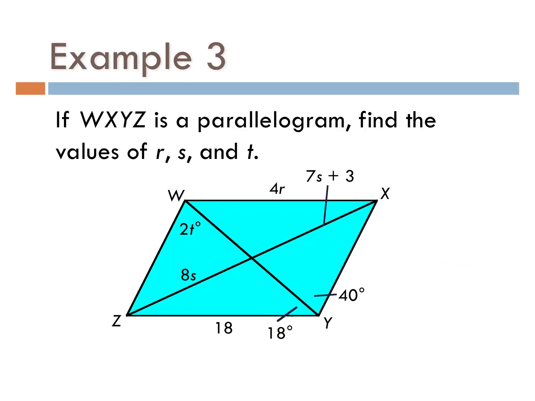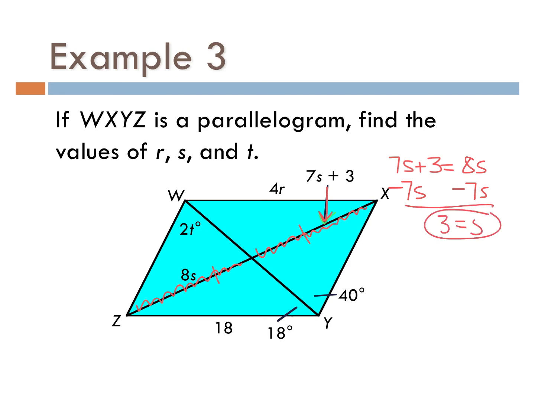Example 3 here says, if WXYZ is a parallelogram, find the values of r, s, and t. Well, we could start anywhere we want. This 7s plus 3 is showing this part of the diagonal. 8s is showing this part of the diagonal. So because the diagonals get bisected, I know that those two segments are congruent. So 7s plus 3 is going to equal 8s. Subtract 7s from both sides, and we get 3 is equal to s.